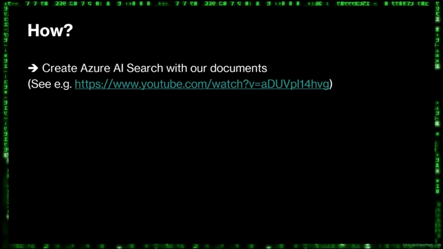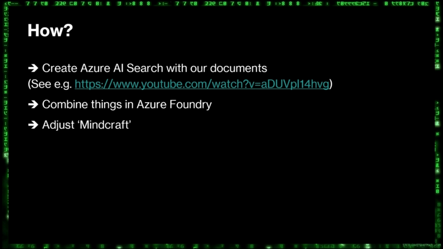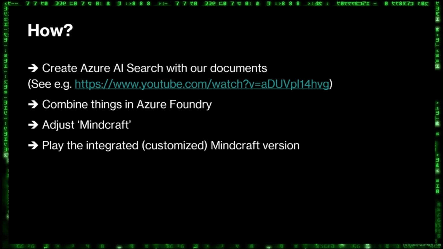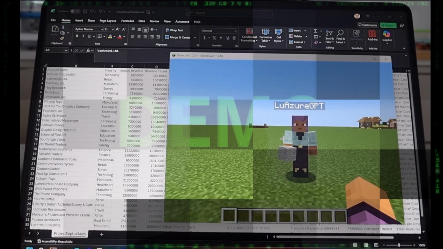How does this work? Well, we first create an Azure AI search. If you do not know how, have a look at this video. Then we combine things first in Azure Foundry, we deploy it, and then we do an adjustment in Minecraft, and I will show you how you can do that. And then, of course, we will play the integrated or customized Minecraft version. So let's have a look at how this works all together.